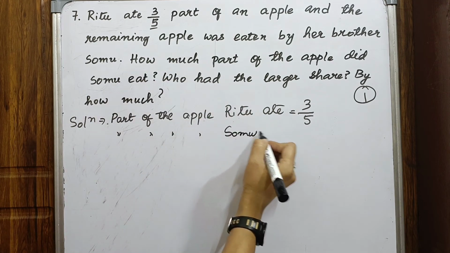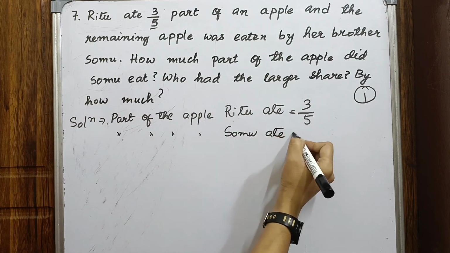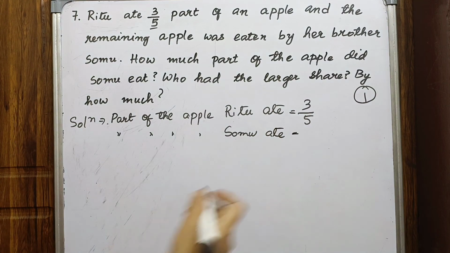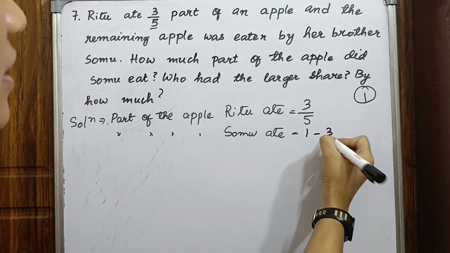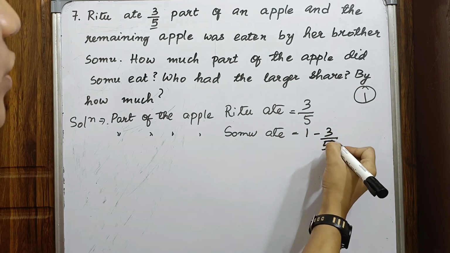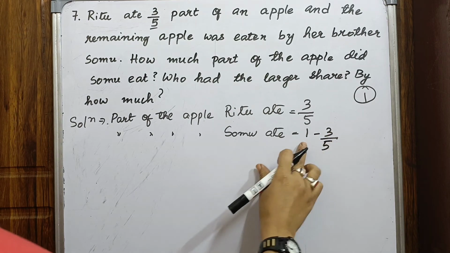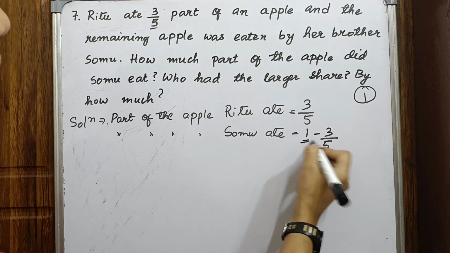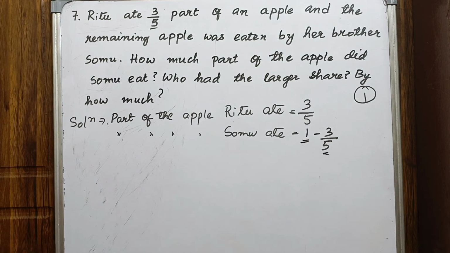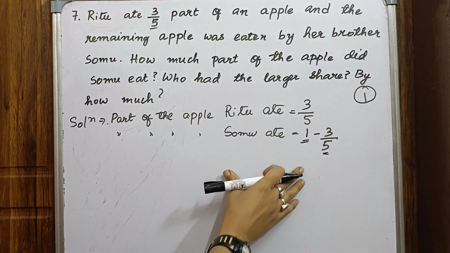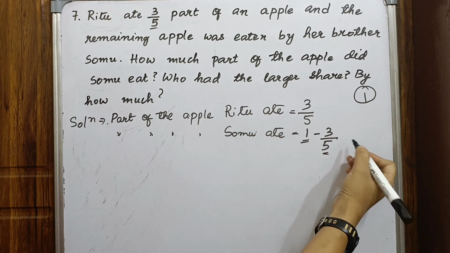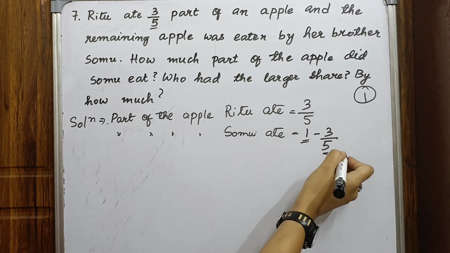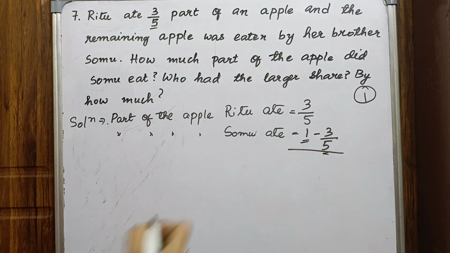Somu ate how much? The part Somu ate is the whole apple minus the part Ritu ate. It will be the subtraction of these two. Whole apple minus the part Ritu ate will be the portion which Somu has eaten. So we'll solve in the same manner as the previous one.